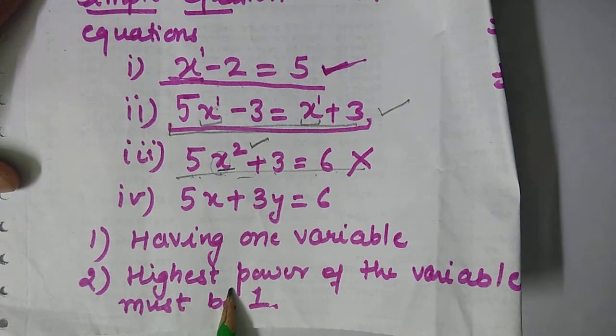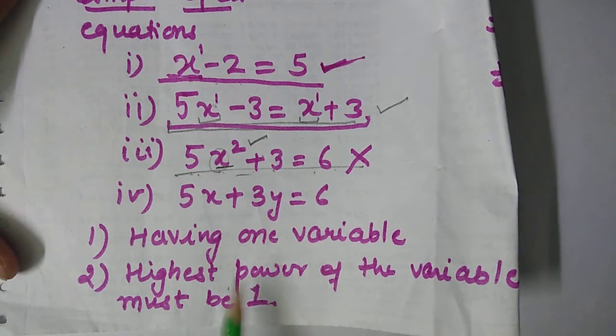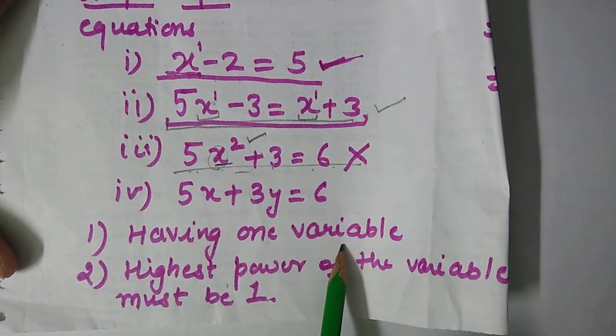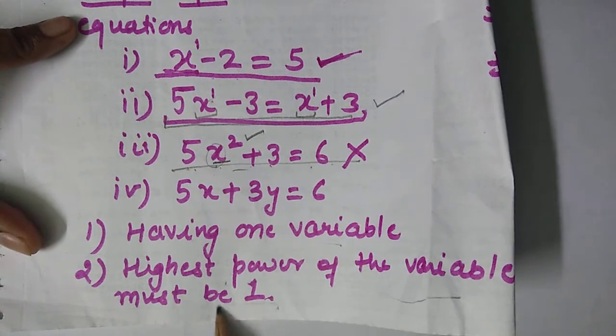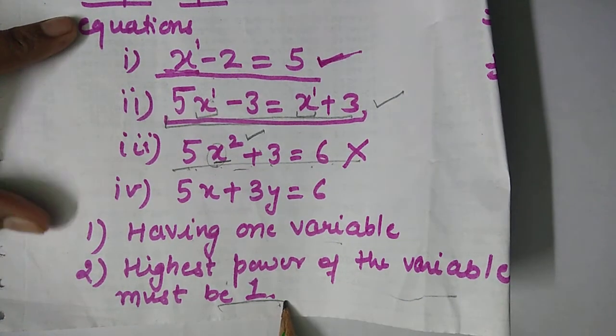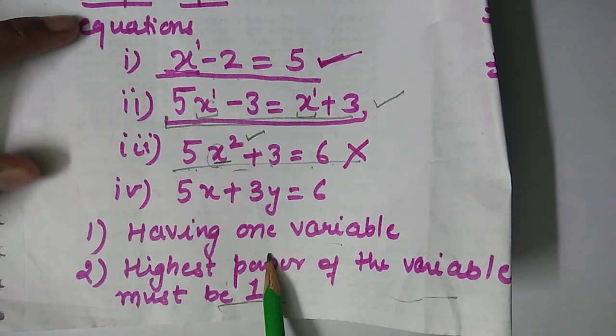So students, in this chapter we will only deal with the equations that are having one variable and the highest power of the variable must be 1. Okay, that is the linear equation, and we will deal only with the equations having one variable.